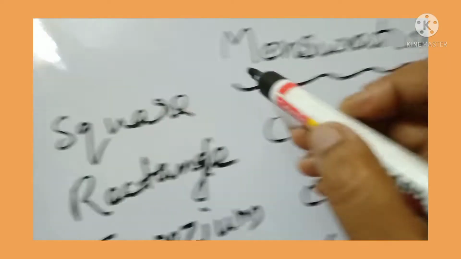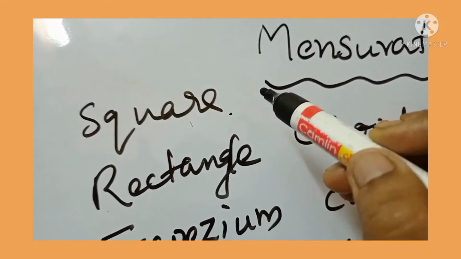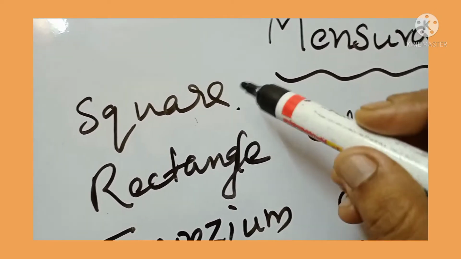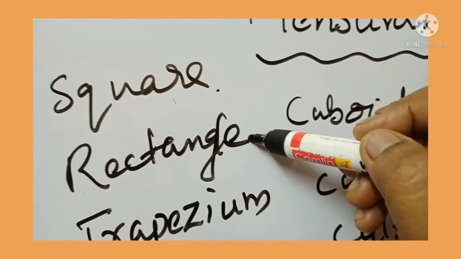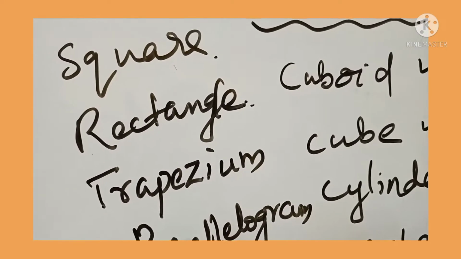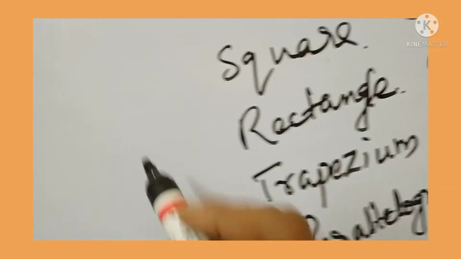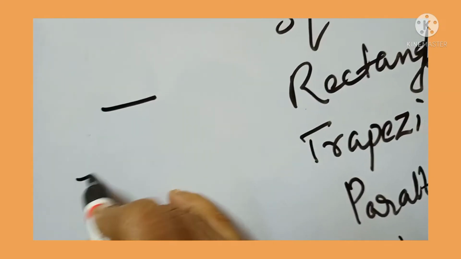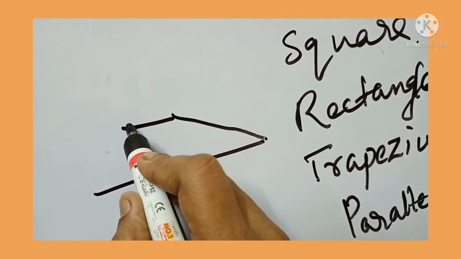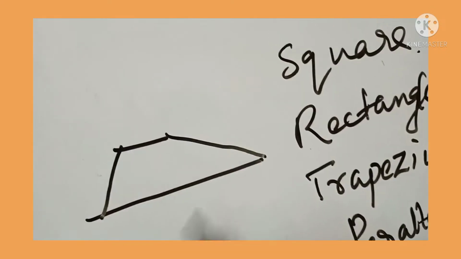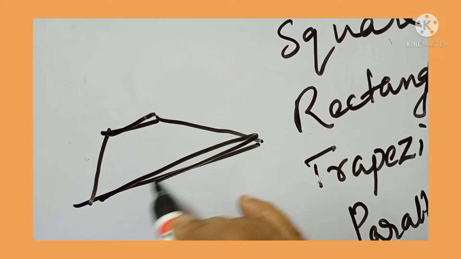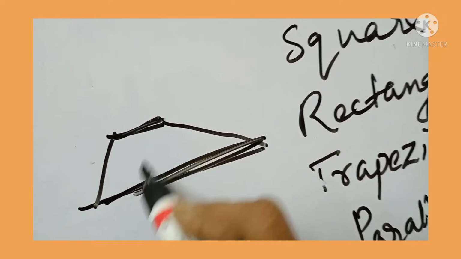So here square, all sides are equal, and we studied the area of a square as side into side. And rectangle, what is the area of a rectangle? It is length into breadth. Then here trapezium, how can we find out the area of a trapezium? So here it is trapezium. Then these two sides are parallel.